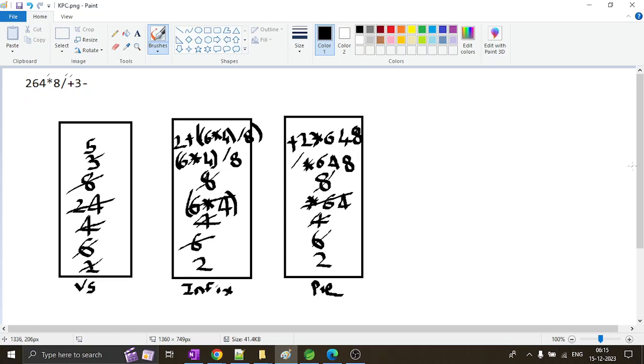So this is 8 for now. And then 3 is pushed, right? We have evaluated 2. So now 3 is pushed into the stack. Then we have a subtraction sign. So what we do, v1, v2, right? v1 operation v2. So we'll have 5 minus 3, which is 2, right?